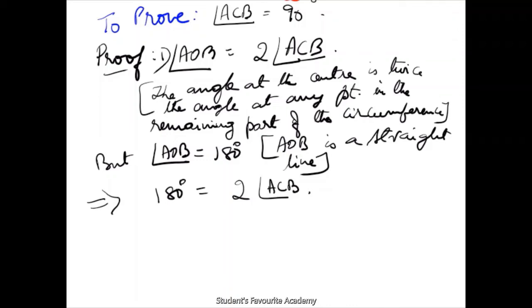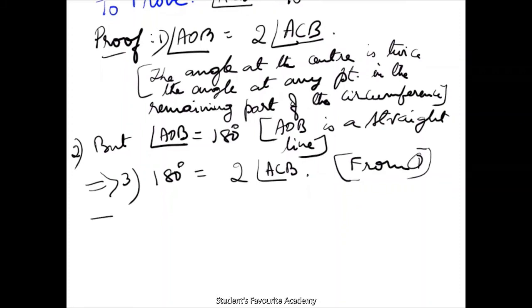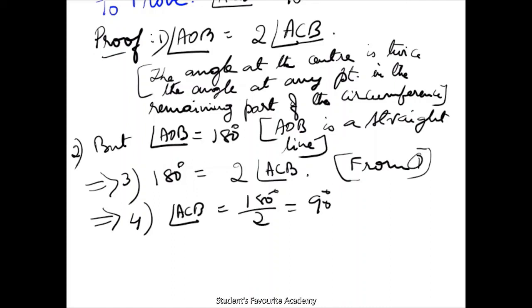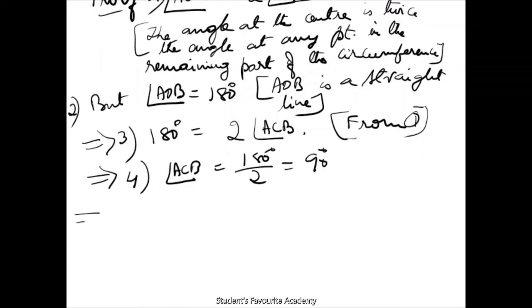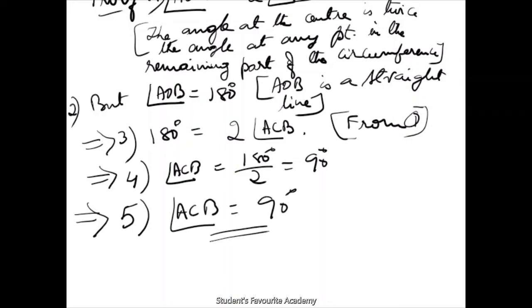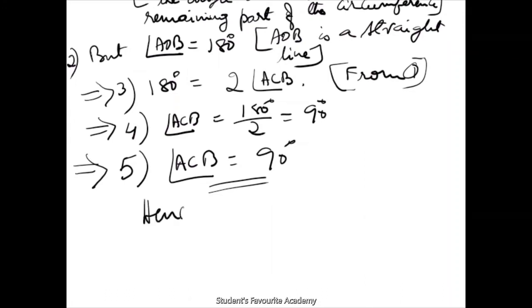Suppose if this is your first point, this is your second point, this is your third point. So this from 1 it follows. Okay. So now this implies fourth point. Angle ACB is equal to 180 degrees upon 2, that is 90 degrees. Therefore, hence we have proved angle ACB is equal to 90 degrees. Hence proved. Okay, children.